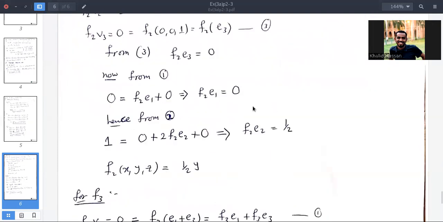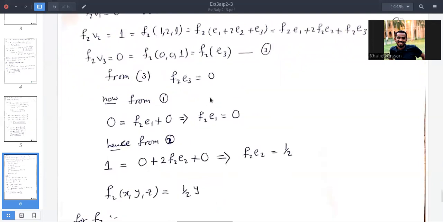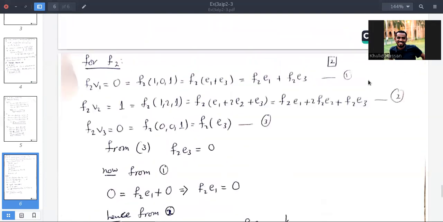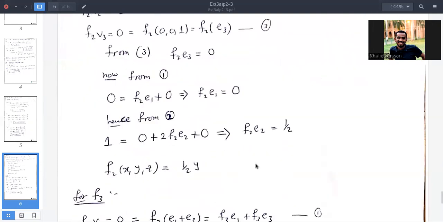Okay, so back to equation 2, the long one. We have f2 e1 equals 0 and f2 e3 equals 0, so 2 f2 e2 equals 1, therefore f2 e2 equals half. So we have f2 e2 equals half. Then our functional will be f2 of (x, y, z) simply half y. Very simple, because f2 e1 is 0 and f2 e3 is 0.